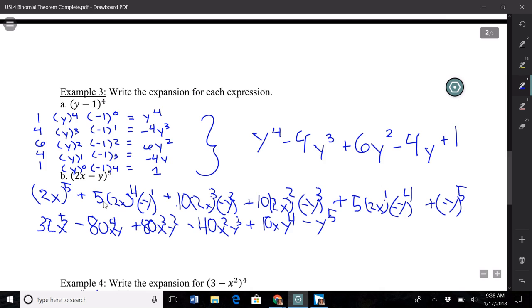Okay. Another example here, we have (2x) to the fifth, so that gets put in parentheses, which gives us 32x to the fifth. Then we have 5 times (2x) to the fourth times negative y to the first, so that's why it's a negative. 2 to the fourth is 16, times 5 is 80, and so on and so forth.